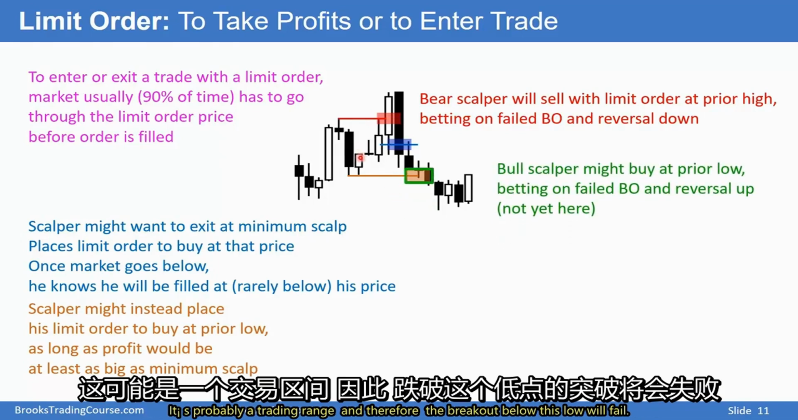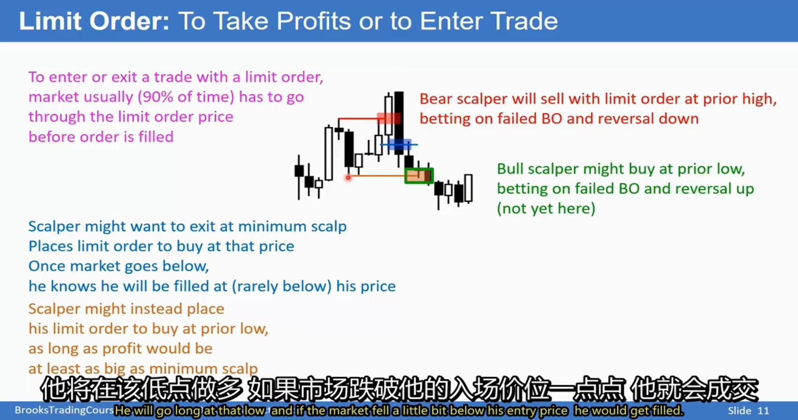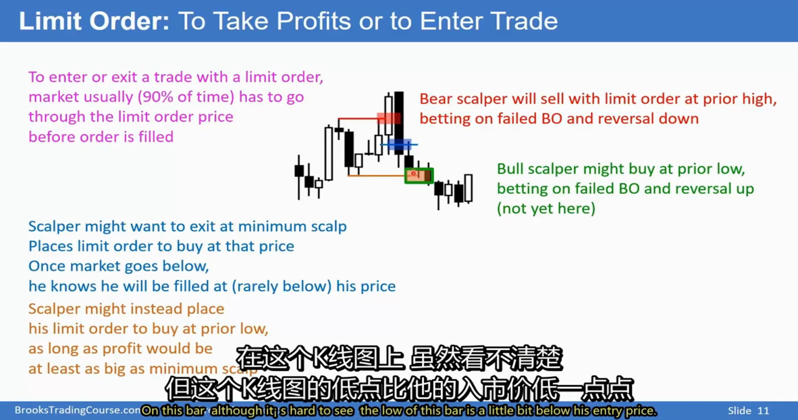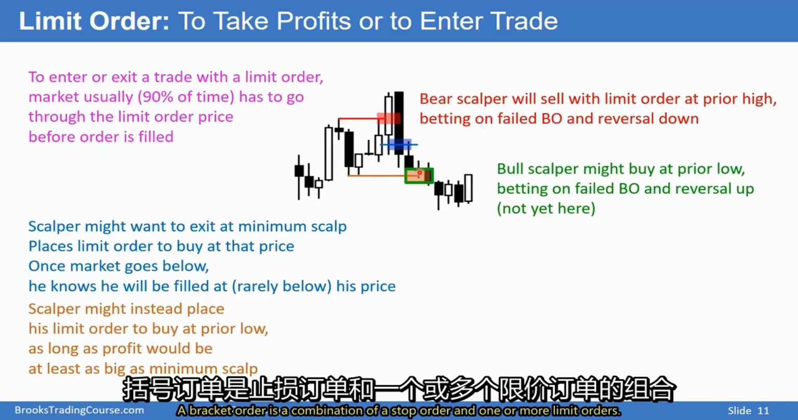A bull might say, okay, we went down, up and down and up and down. It's probably a trading range, and therefore the breakout below this low will fail. An experienced bull trader might place a limit order to buy at that low. He will go long at that low, and if the market fell a little bit below his entry price, he would get filled. And it did on this bar, although it's hard to see. The low of this bar is slightly below that gold line at the low over here.